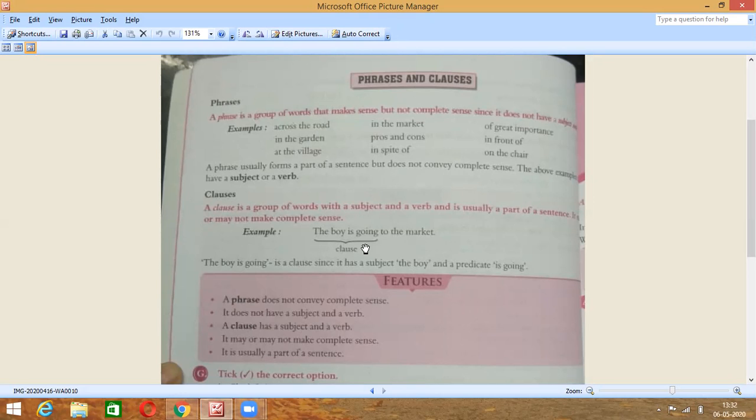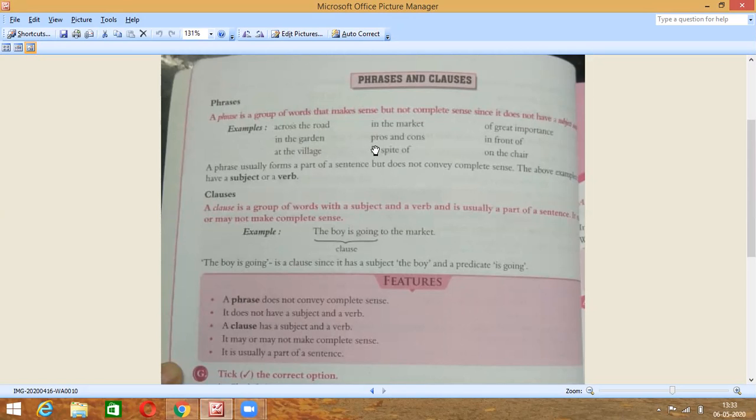Suppose there is an example you can see. The boy is going to the market. That is the sentence. But here, what is the clause? The boy is going. This part, the boy, is going, has a meaning. So a clause is a group of words with a subject. Can you see the boy? The verb is also there, going. So a clause will be a subject and a verb combination, and it may or may not make complete sense. It depends on the sentence.